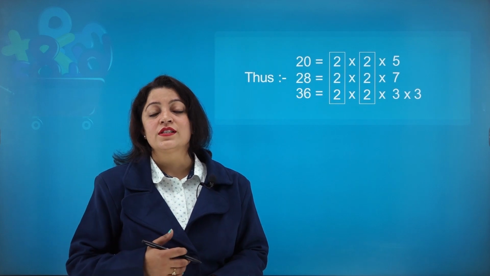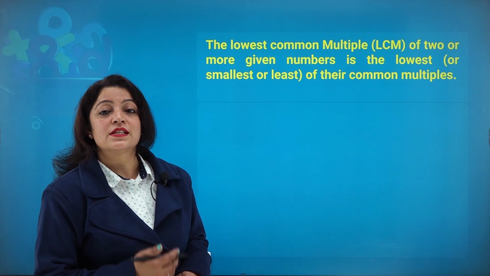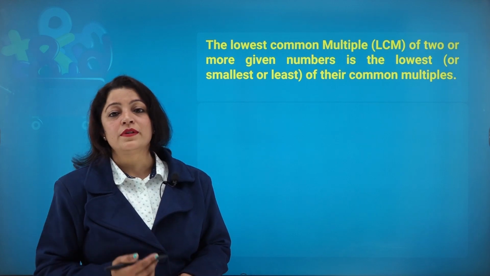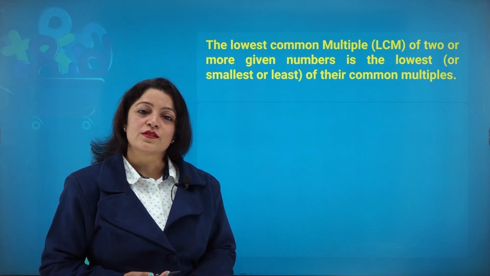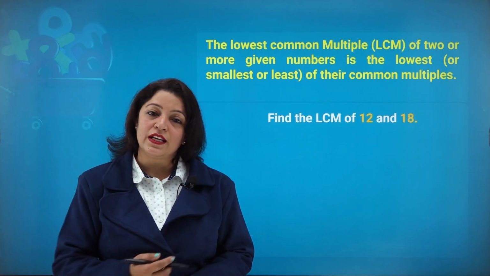LCM are the multiples, then we'll go by the common multiples, and then we will find the smallest of all the common multiples. So let's find out what is LCM of two numbers. So LCM of two numbers is the smallest or the least common multiple. Let's understand this concept with an example. So here find the LCM of 12 and 18.